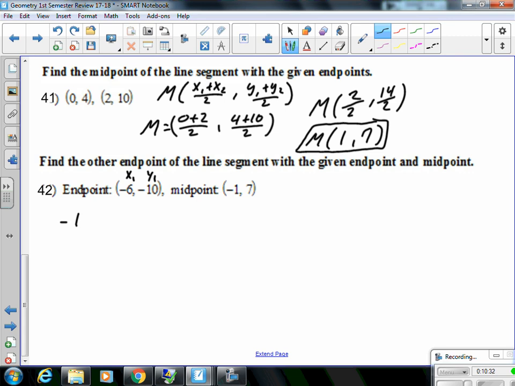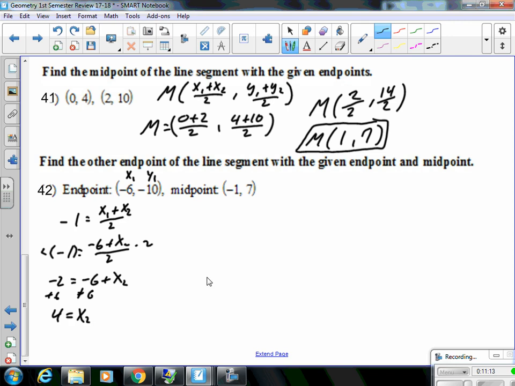So -1 is going to be equal to, like I said, x1 plus x2 divided by 2. And the x1 is going to be -6. -6 plus x2 divided by 2. So multiply by 2. -2 equals -6 plus x sub 2. And add the 6. So 4 equals x sub 2.